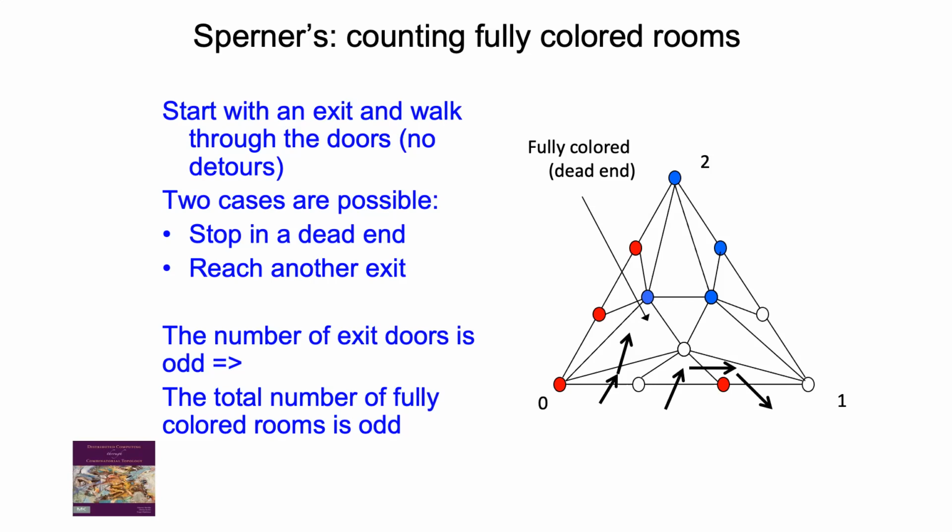Any objections, by the way? This is the point where usually there's someone who says, oh no, it's not exactly right. How do we conclude that there's an odd number of fully colored rooms? By the fact that you have an odd number of fully colored rooms reachable from an exit door. Can we conclude immediately that there is an odd number of dead ends? Odd number of fully colored rooms.